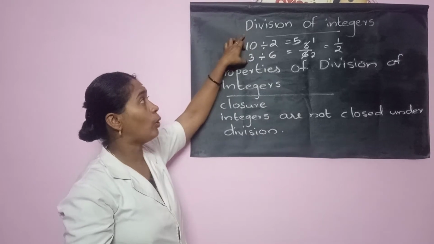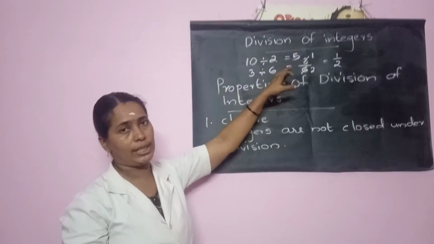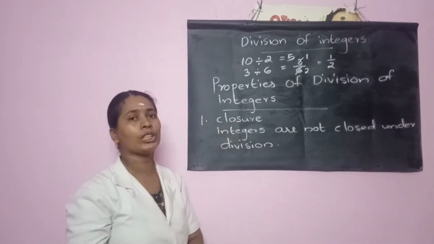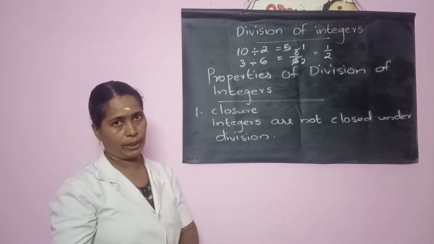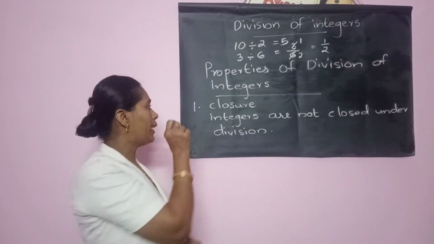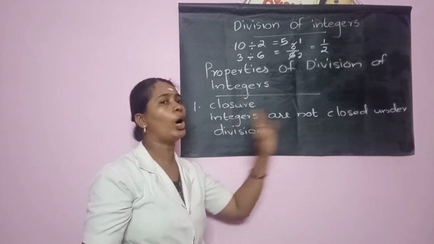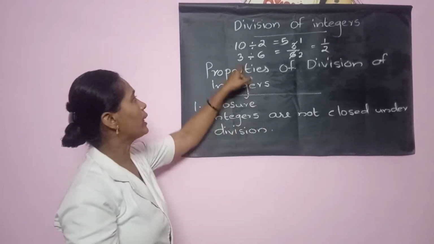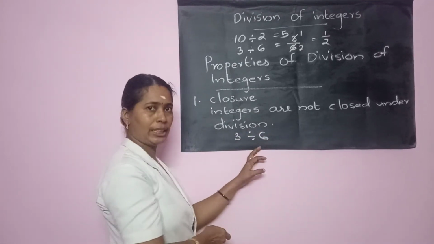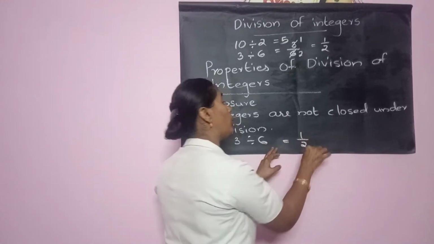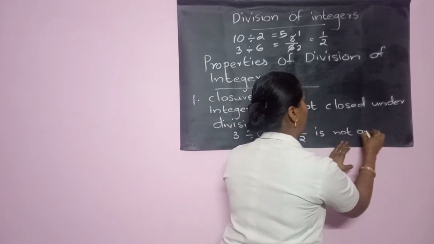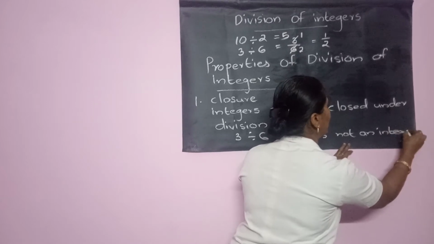In this, we already said that when we divide two integers, the answer need not be an integer. So what will happen to the closure property? According to the closure property, when you divide two numbers, the result should be an integer. But here, integers are not closed under division. For example, 3 divided by 6, what will be our answer? 1 by 2 is our answer. And 1 by 2 is not an integer.